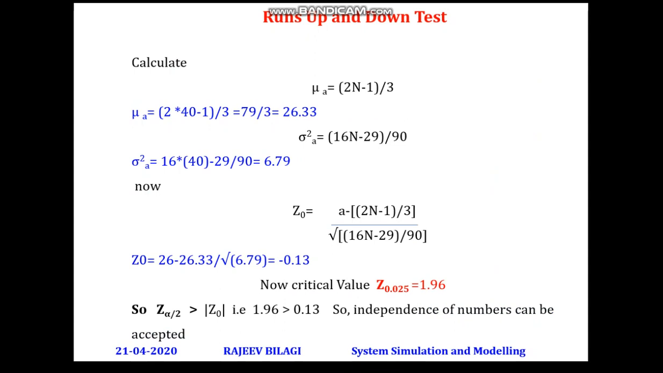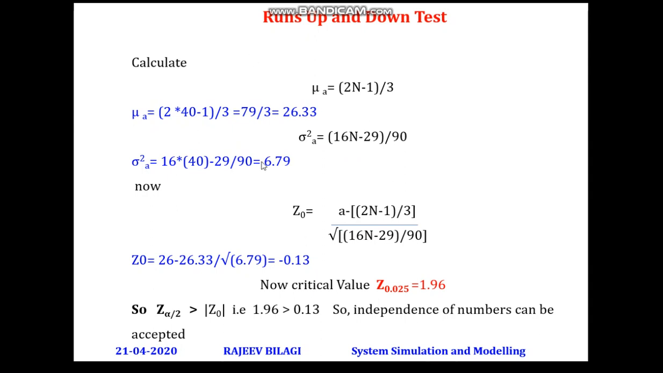Now after finding the value of a, you have to find mu a. Mu a equals what? (2n minus 1) divided by 3. So mu a equals 2 into the n value, which is 40, so 2 into 40 minus 1, divided by 3, which gives 79 by 3, equal to 26.33. So this is your value. Now sigma a squared equals (16n minus 29) by 90. So n is equal to 40. You substitute these values and you are going to get 6.79, which is also called the calculated value.